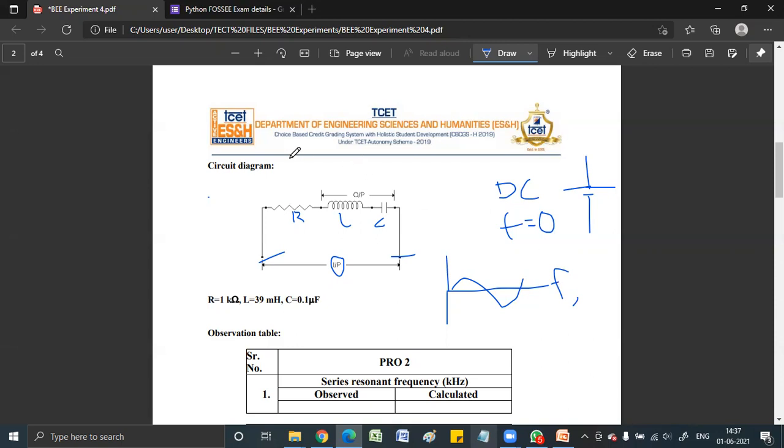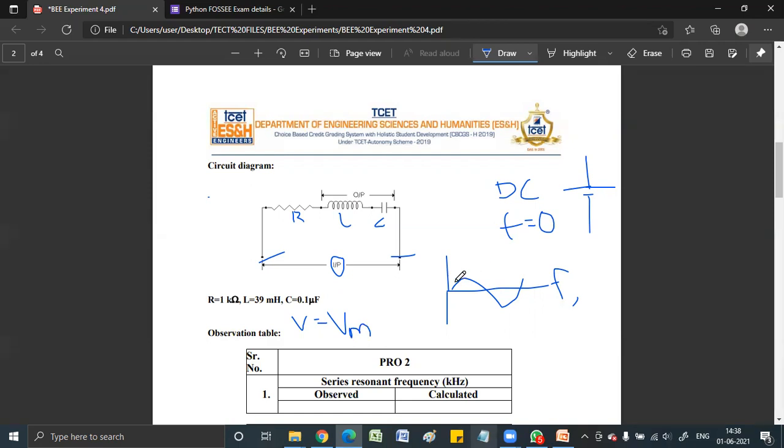How do you write the equation of an AC signal? E is equal to what? V is equal to Vm sin omega t, right? Yes. So what is this Vm? The maximum voltage. Yes, maximum voltage.